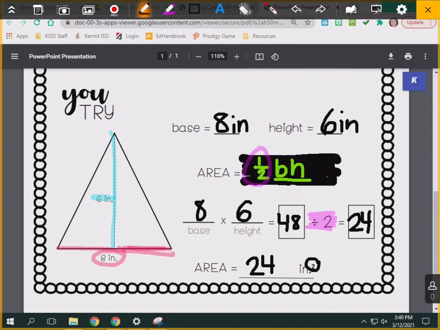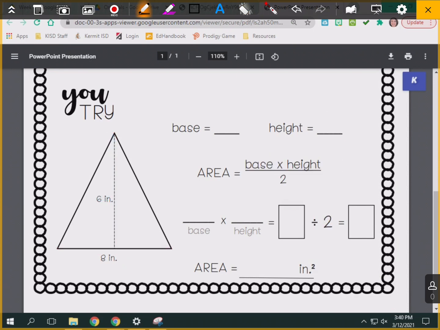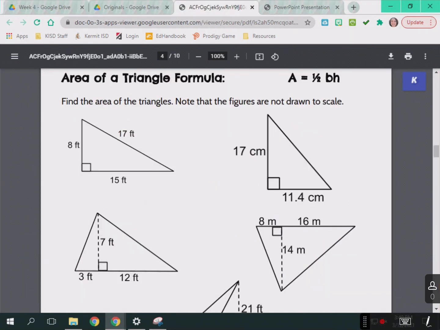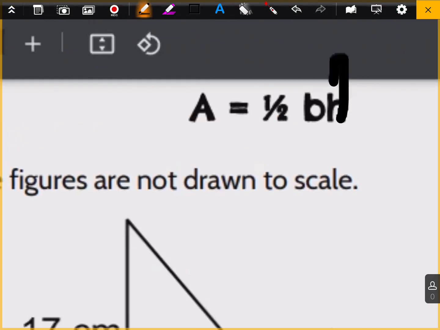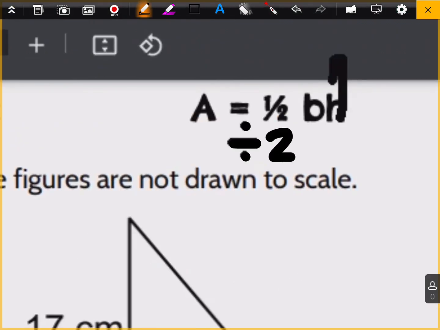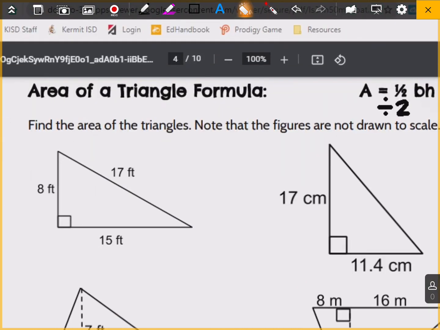Let's go ahead and flip over to the back and try out some of these examples. On the back, it gives us the area formula. So it's 1/2 base times height again, remembering that that 1/2 just means to divide by 2. So let's go ahead and take a look at these. These look a little bit different, and they do give us useless information sometimes.